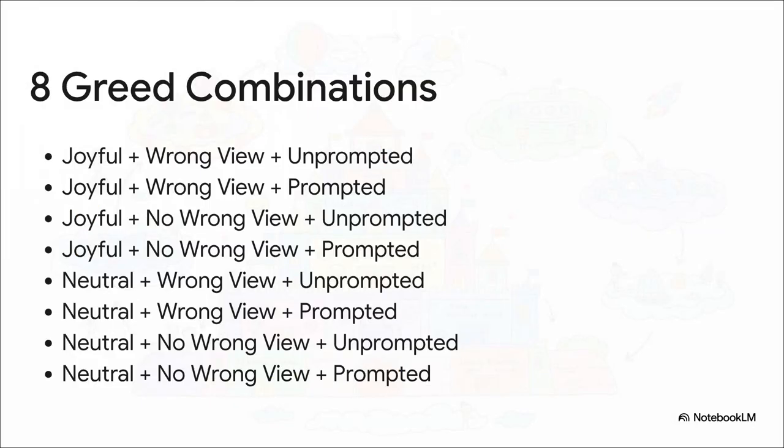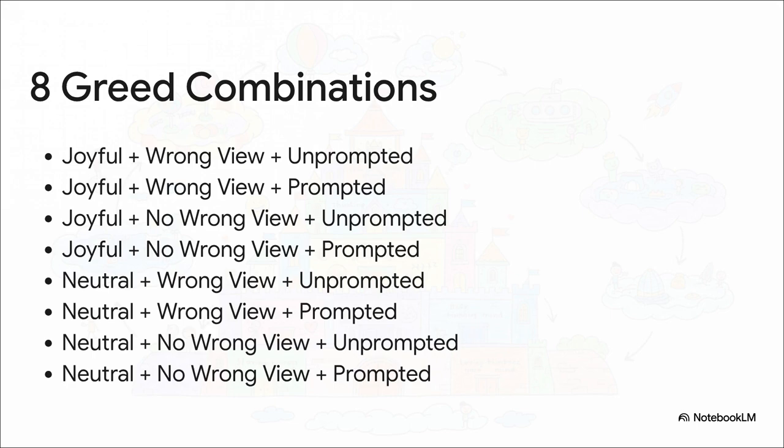Now, when you lock those three variables together, it maps out the exact 8 types of greed-rooted consciousness defined in the source text. Just look at this list. You could be joyful, completely unaware it's bad, and do it unprompted. Or maybe you have a neutral feeling. You fully know it's a bad idea, but a friend prompts you into it. That's number 8. Every single time you want something, without fail, you are booting up one of these 8 specific mental programs. It's wild.